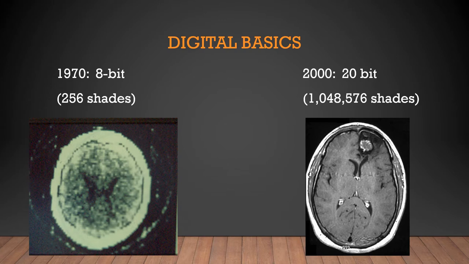The reason we picked 256 shades of gray was because that's what the radiologists felt comfortable visualizing when they were looking at an image. The picture to the right, in 2000, we are looking at 20-bit systems, and there are so many shades of gray. And this is actually an MRI. You can see everything that is going on in this individual. You can see the tumor, you can see the ventricles, you can see so much in this image. That's why we needed to have more shades of gray.